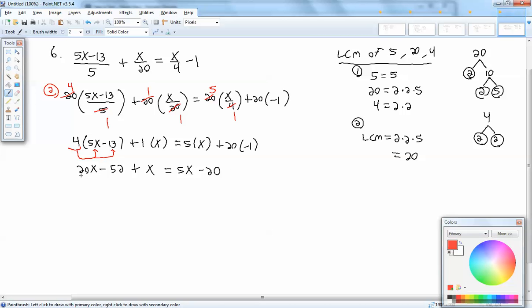Now note up at top it says that any step, combine together like terms. So we can add together the x's on the left side. 20x plus x is 21x. Minus 52 equals 5x minus 20.